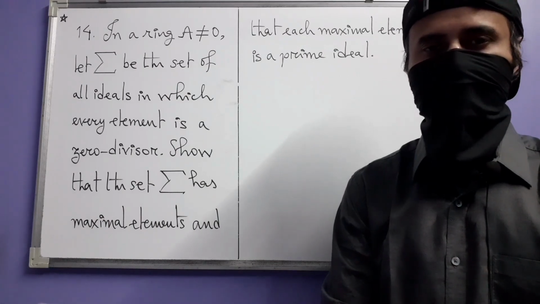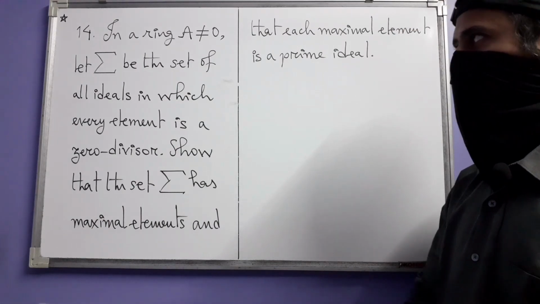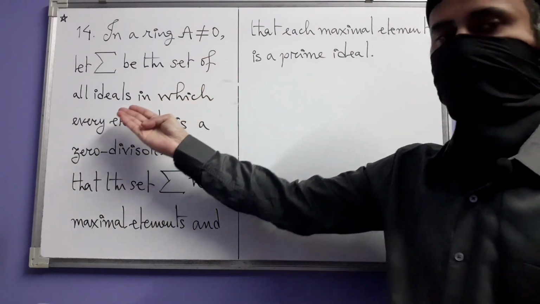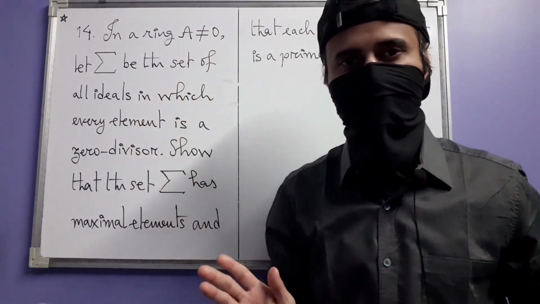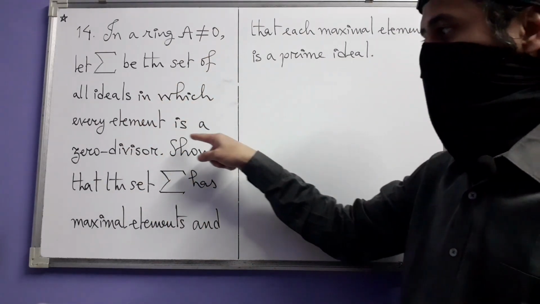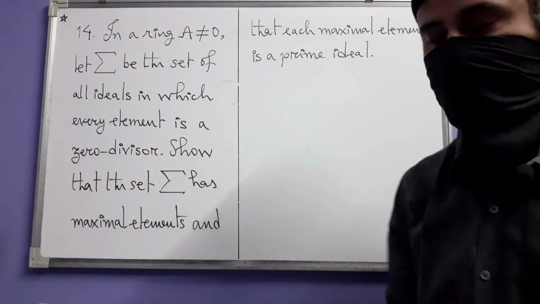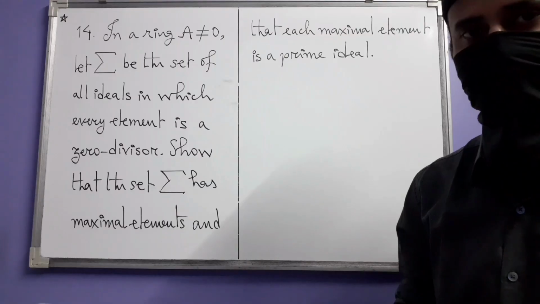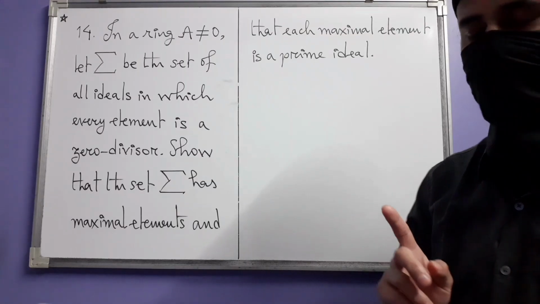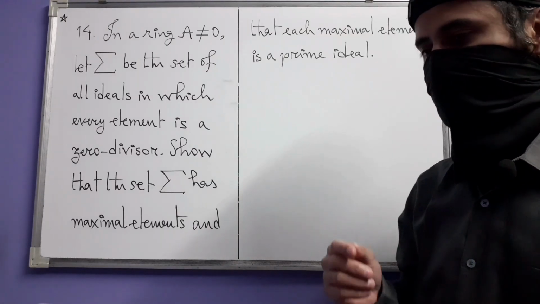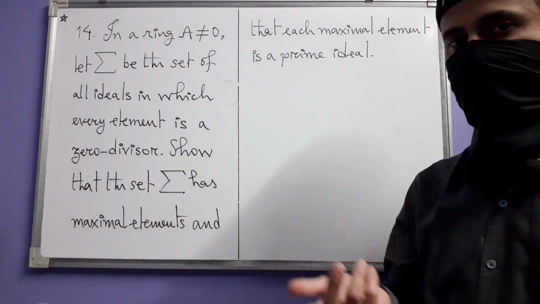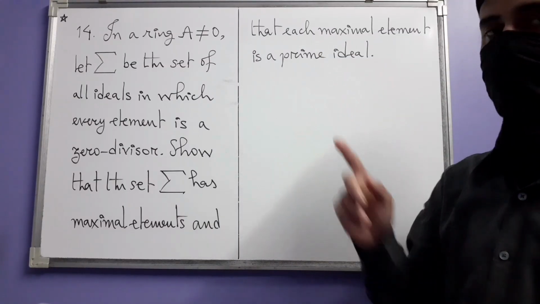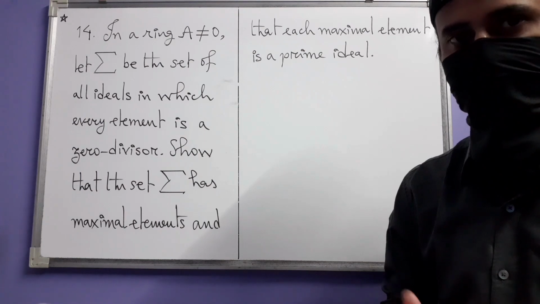Let's next see number 14, where we have a non-zero ring A and sigma is the set of all ideals of A, where every element is a zero divisor. We have to show that then sigma has maximal elements, at least one maximal element, and here maximality is with respect to the containment relation, and that each maximal element is a prime ideal.